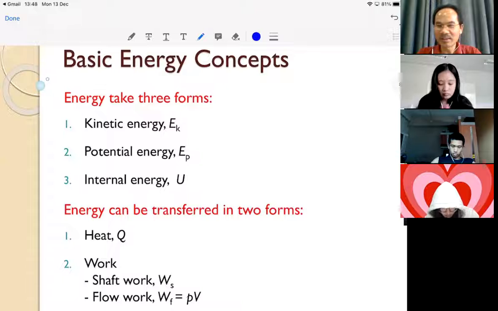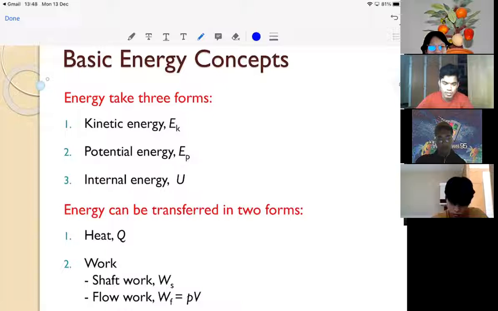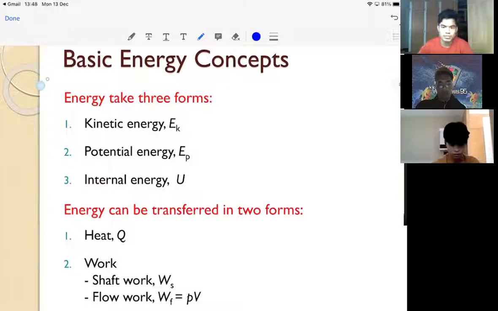Who can explain the internal energy? Could you help me describe it? Pongson, could you explain the internal energy? What is the internal energy? Do you know about the internal energy?